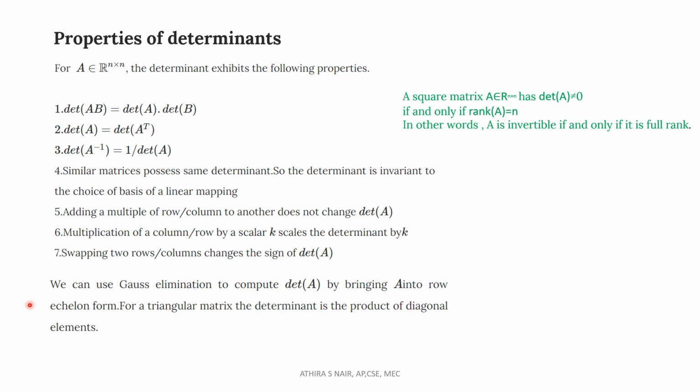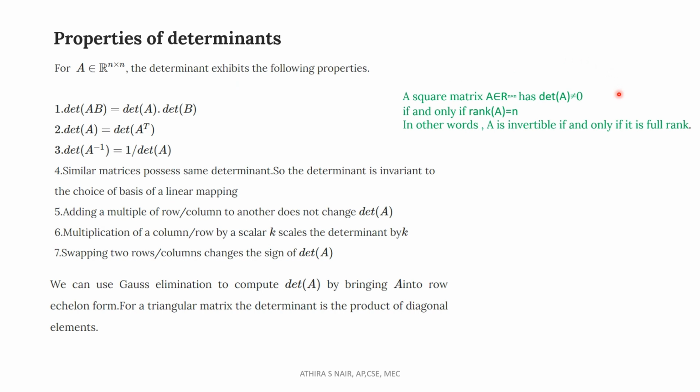row echelon form. We can stop Gaussian elimination when we have A in a triangular matrix, where the elements below the diagonal are all 0. And remember, the determinant of a triangular matrix is the product of the diagonal elements.